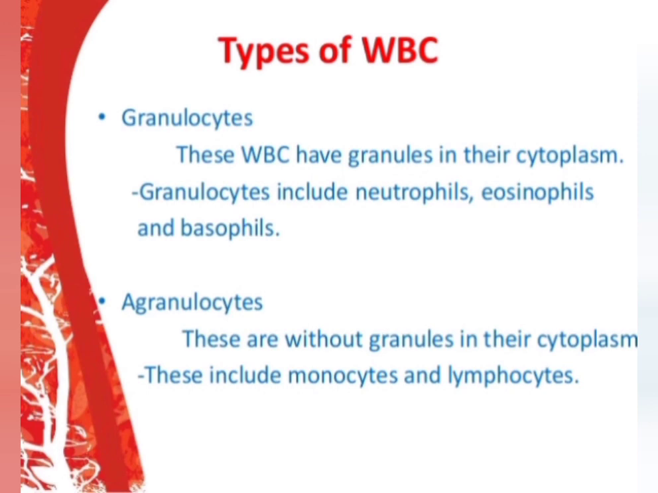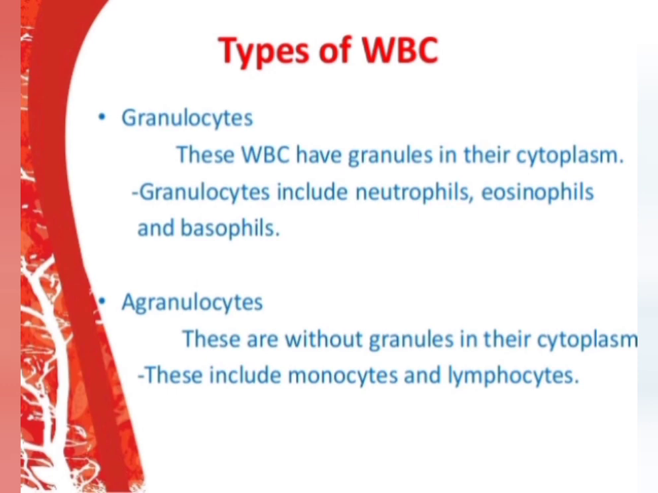Types of WBC. WBCs are classified on the basis of having granules in their cytoplasm. The cells which have granules in their cytoplasm are called granulocytes. Examples of granulocyte cells are neutrophil cells, eosinophil cells and basophil cells. So in these cells, the granules are present in their cytoplasm. Granules are basically secretory vesicles.